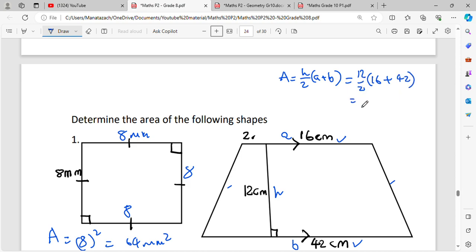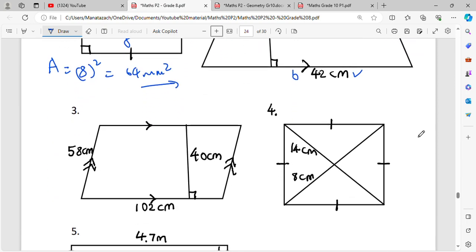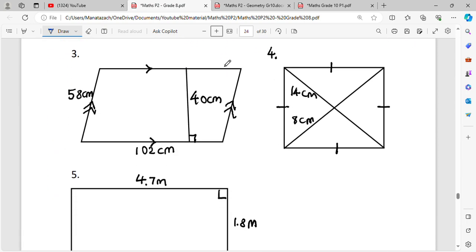So 12 divided by 2 is 6. 16 plus 42 is 58. The answer here would be 6 times 58, which is 348 squared centimeters. Then let's go to question 3.